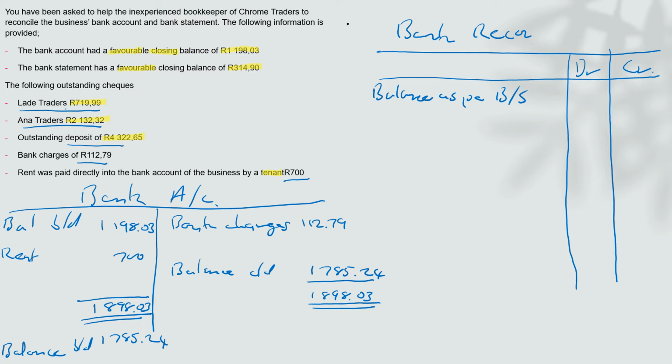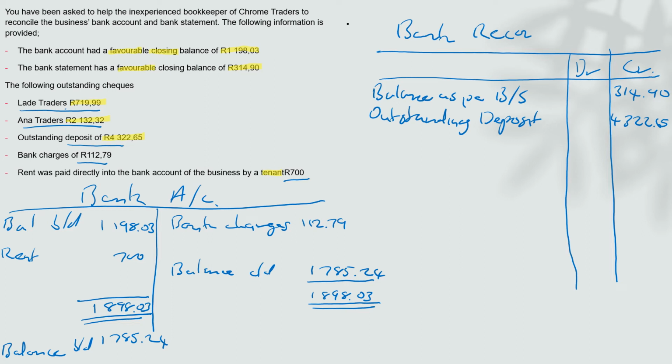If they say credit balance as per bank statement, that goes to the credit side. And if they say debit balance as per bank statement, it goes to the debit side. So this is a credit balance that's 314.90. Then outstanding deposit, and this one always goes to the credit side. Outstanding deposit, that's 4,322.65.